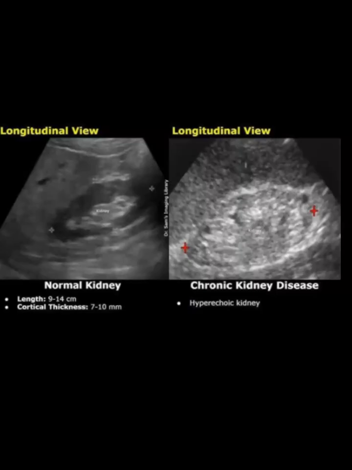Okay, so what are the DD of the right picture? It can be any glomerulonephritis because the size is normal. We cannot see it as amyloidosis, but it can be due to any GN, acute or chronic interstitial nephritis, or something like that.